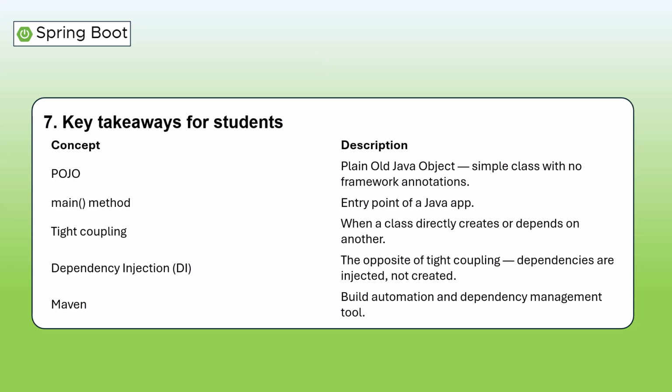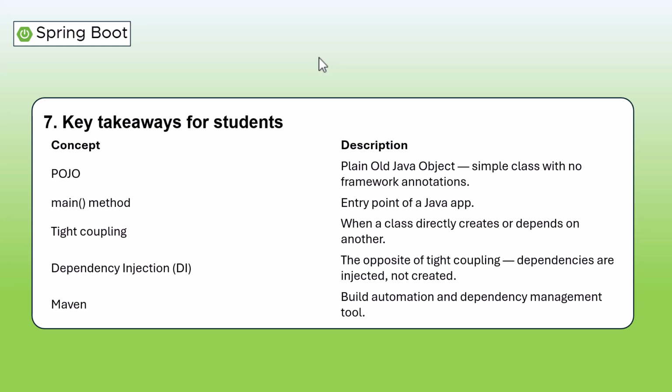Tight coupling works for small programs, but it's a problem in larger systems because it makes the code less flexible. And finally, dependency injection is the idea that solves this. Instead of creating dependencies manually, we let a container provide them for us. That's the direction we'll move toward in the next lessons.